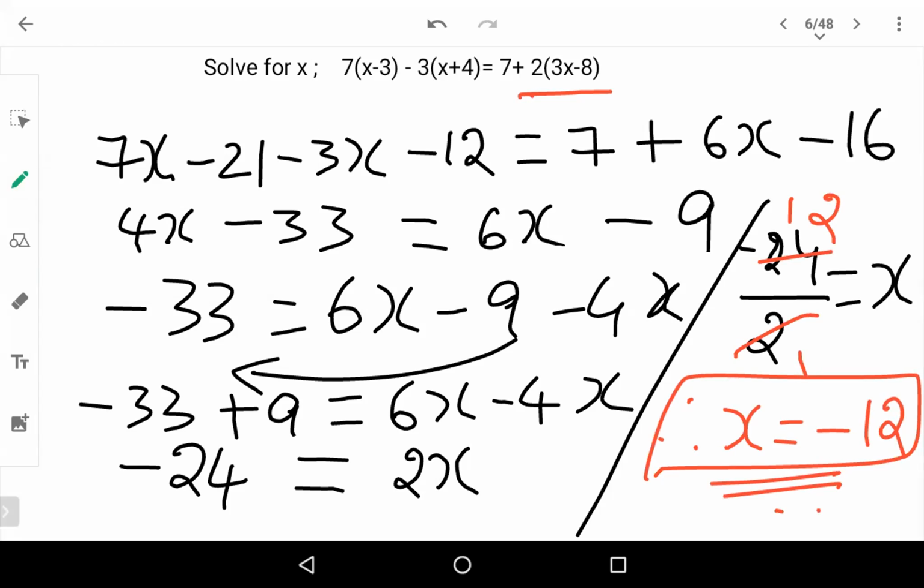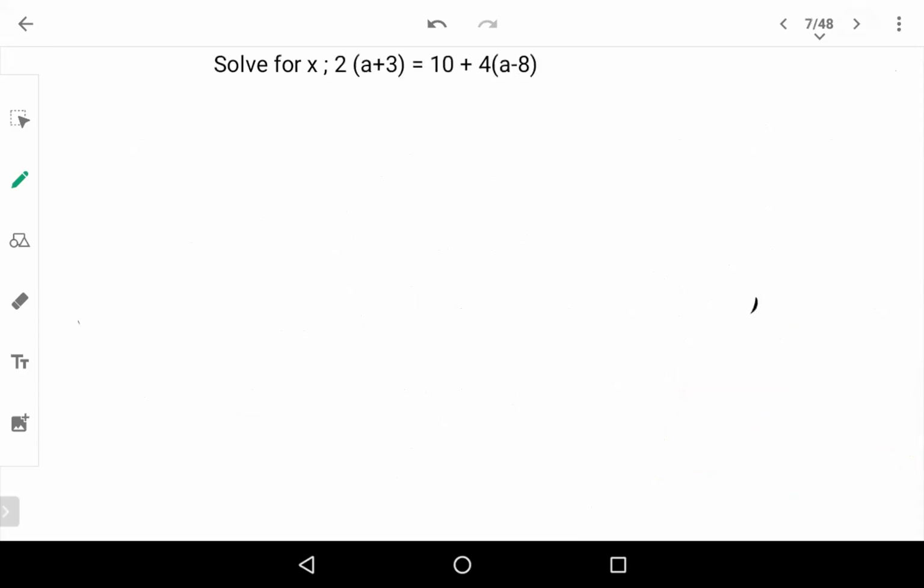Everybody understood? x is equal to minus 12. Any doubts here? Can we go for the next question?